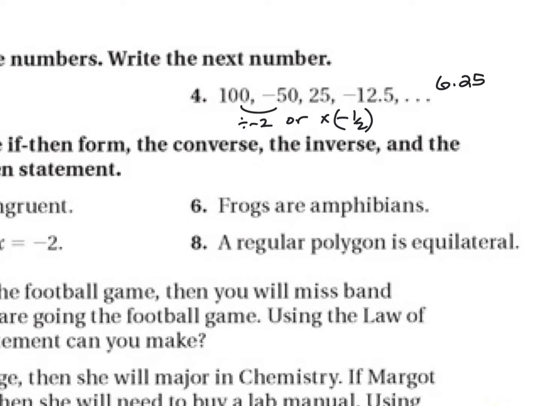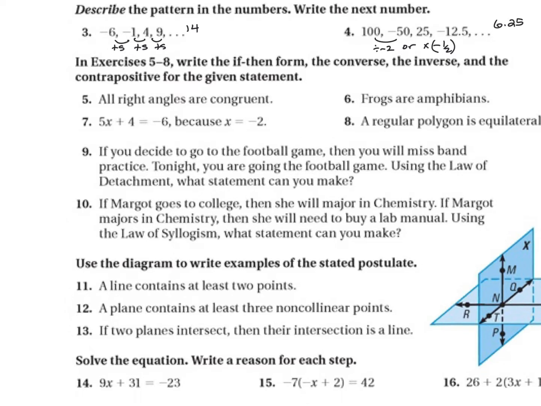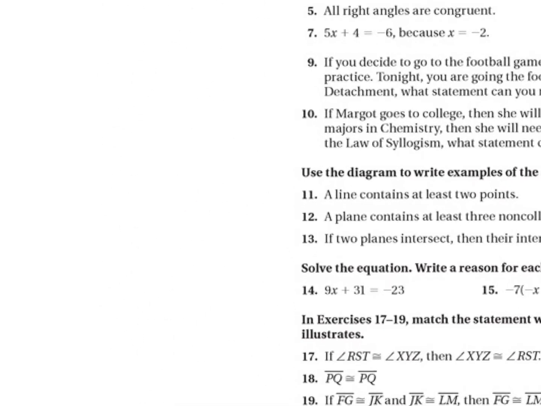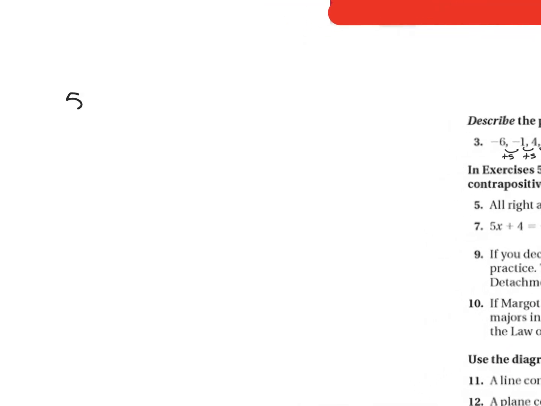Now, for numbers 5, 6, 7, and 8, it's going to take me a while because for each one, I need to write down 4 sentences. So here we go. All right, so let's go through these. For number 5, now remember that the if-then form is also called the conditional.